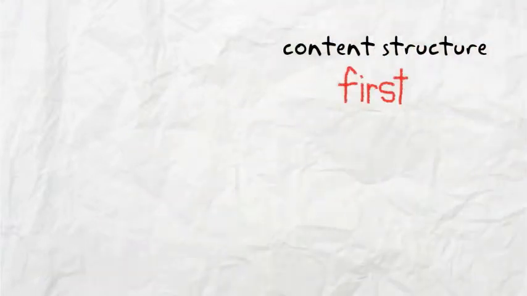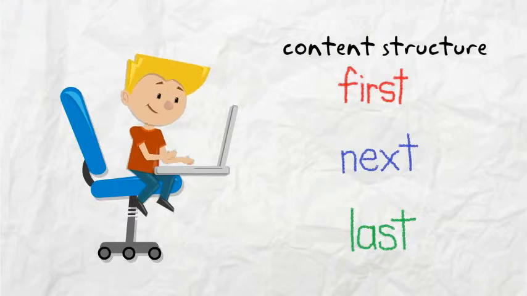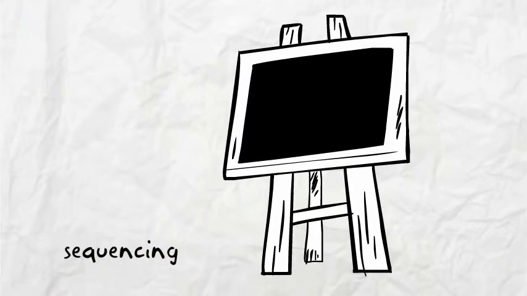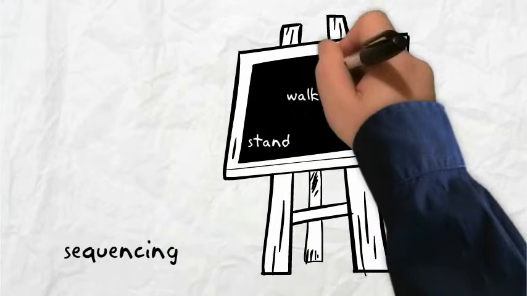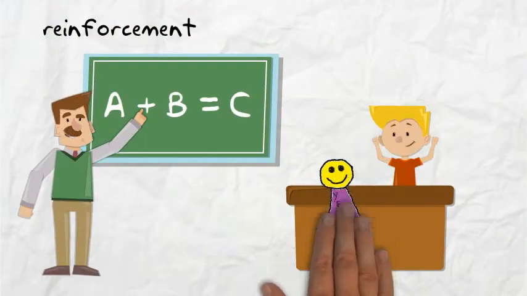Content should be structured so it can be more easily grasped by the learner. Sequencing is an important aspect of the presentation of the material. Reinforcement. Rewards and punishments should be selected and paced appropriately.